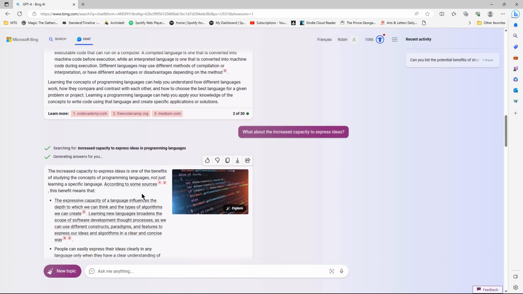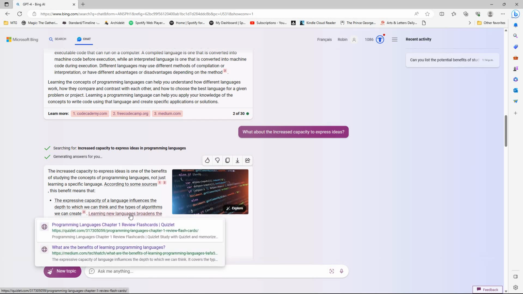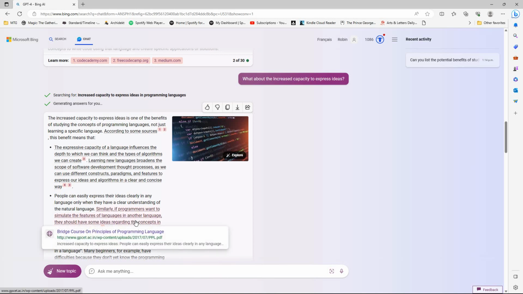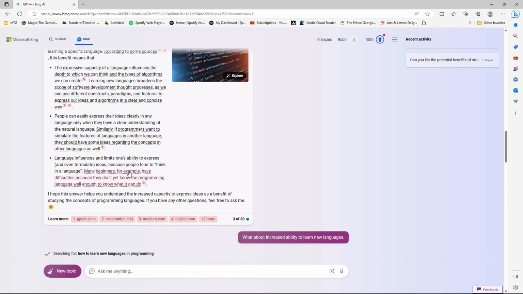And so then it's, I suppose, agreeing with me and going, yes, the increased capacity to express ideas is one of the benefits of studying concepts of programming languages, not just learning a specific language. According to some sources, this benefit means, and so it's pulling them again from fairly different places, I think, which is fine. That's good. Interesting, that's a book I recognise. Sebesta. Yep.